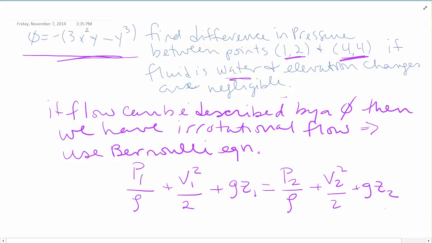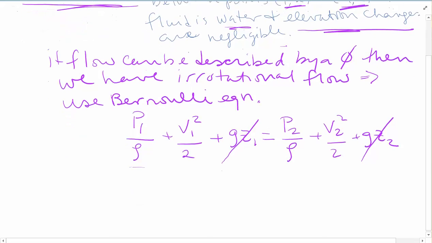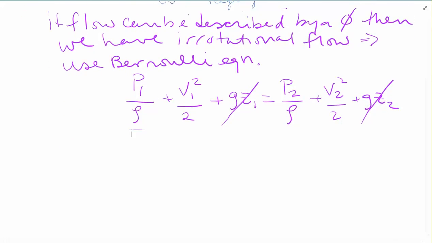Now let's go ahead and cancel out some of this stuff. It tells us that elevation changes are negligible, so we can get rid of the g times z terms since we're not paying attention to elevation. That's going to leave us with pressure and velocity. And density we can find because we know we're dealing with water. Next, we want the pressure difference, so we need to find the difference between P1 and P2. That's what we're looking for.